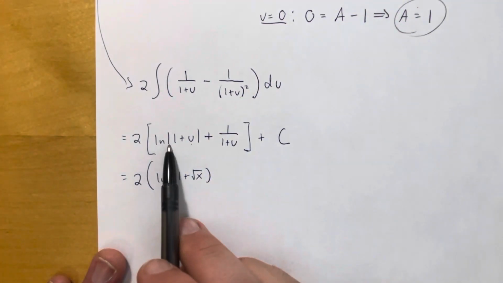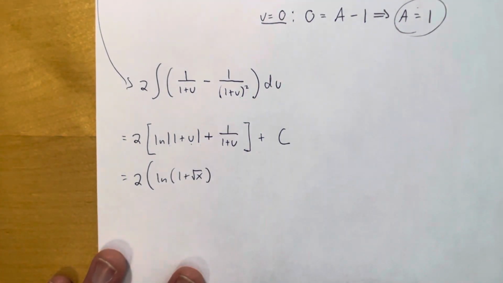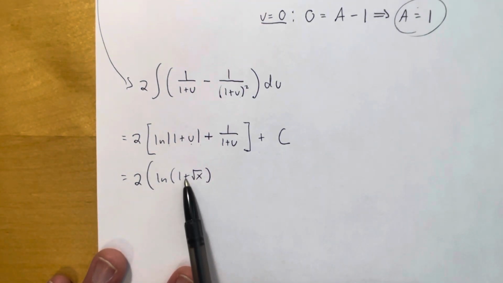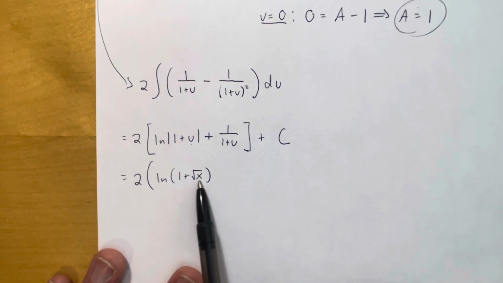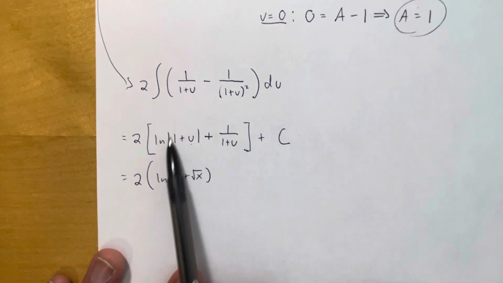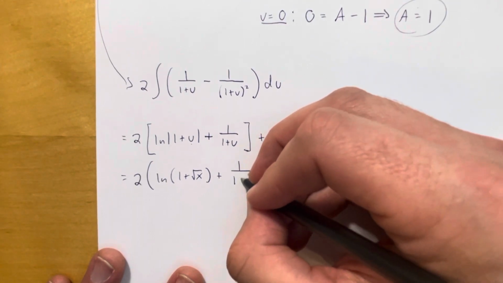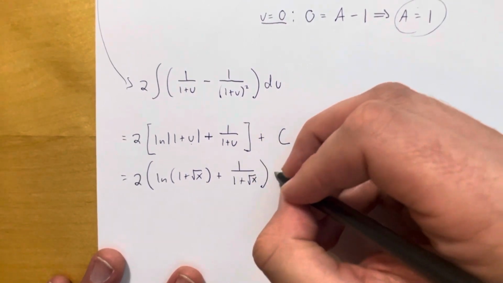Notice that I ditched the absolute value bars, and that's because the square root of x will always come out to a non-negative number. And then if I add 1 to that, it's always positive. So this is always going to be a positive number in here anyways. The absolute values are redundant. And then I have 1 over 1 plus root x there, plus c.